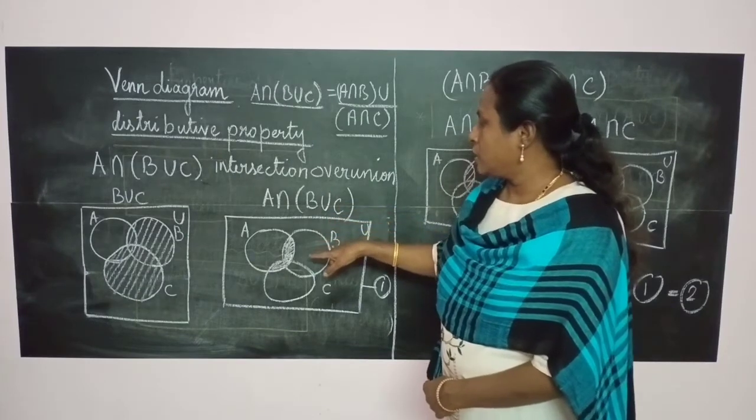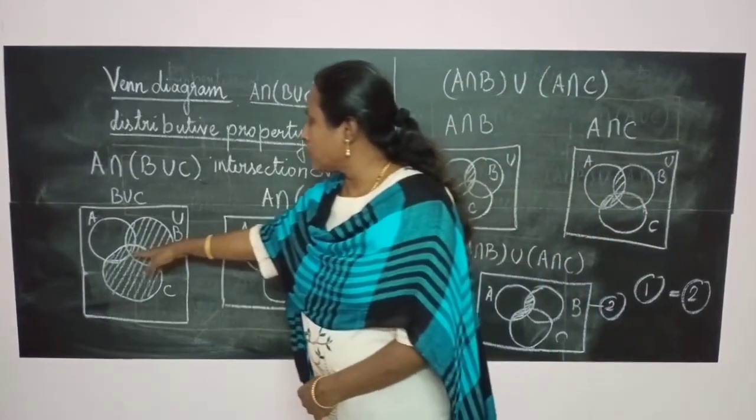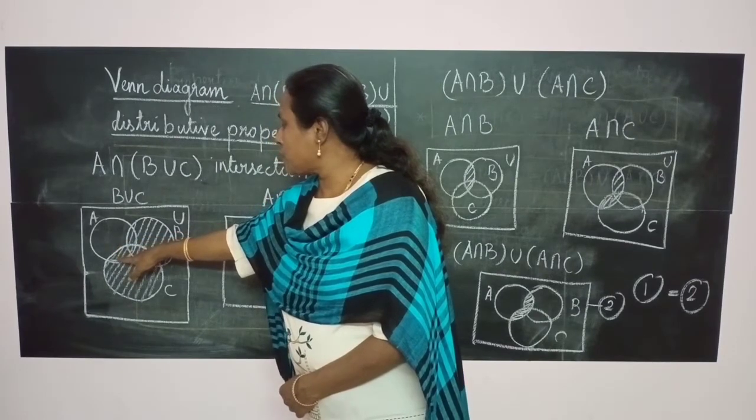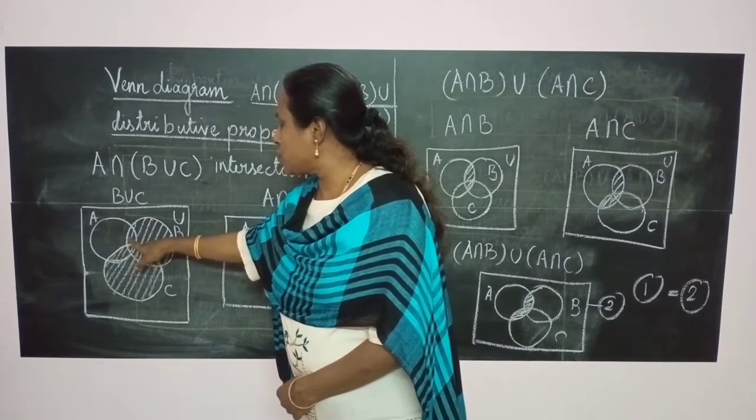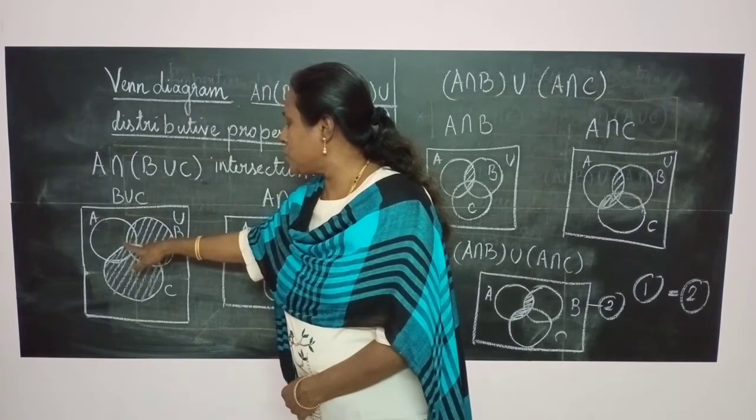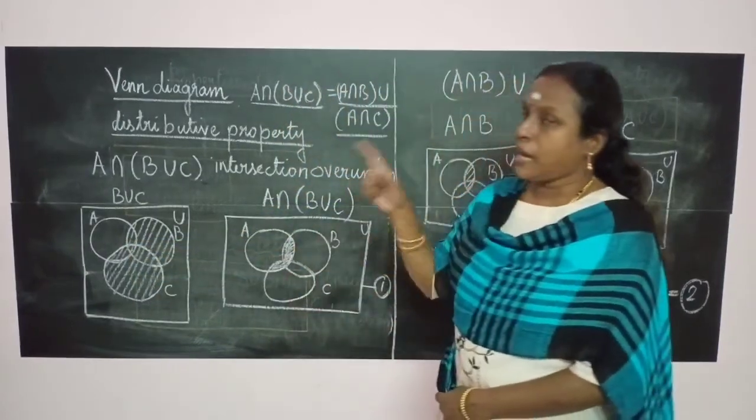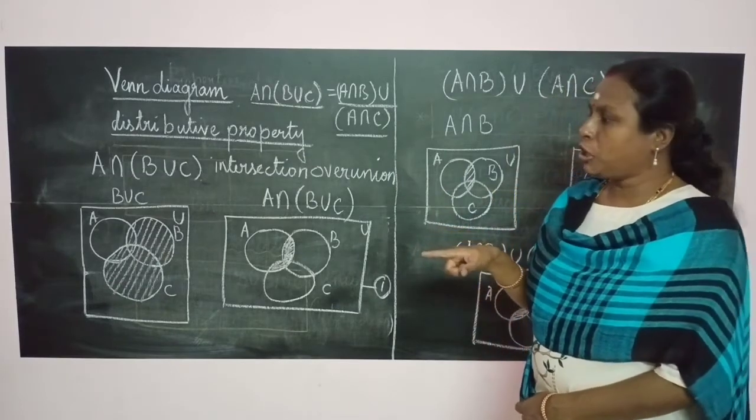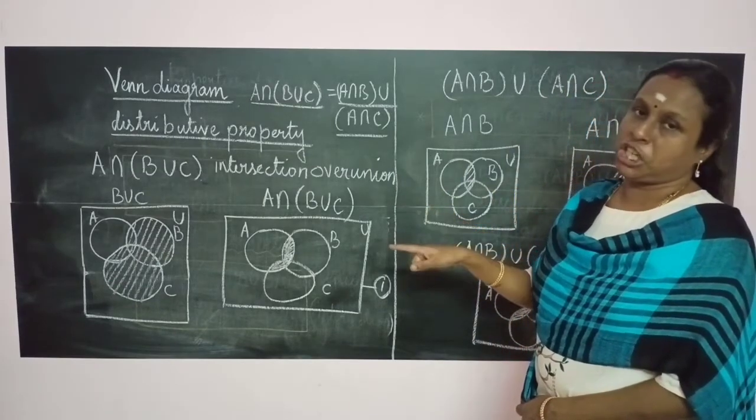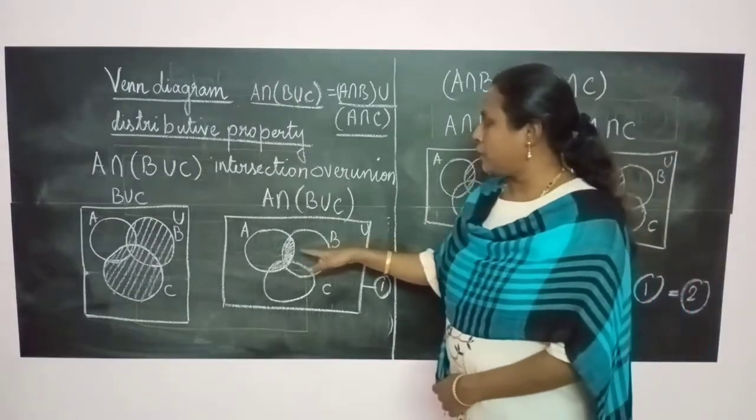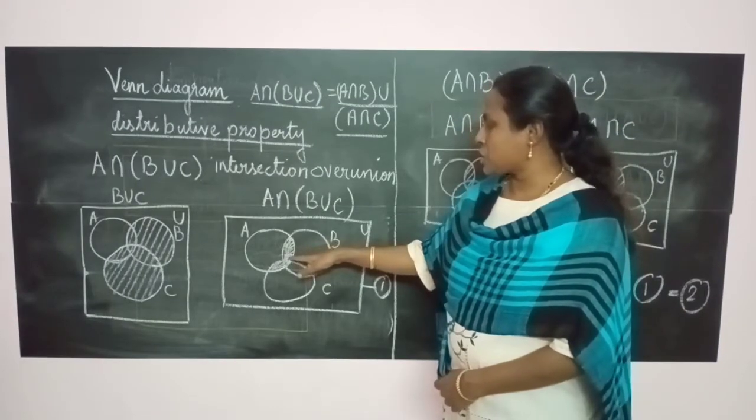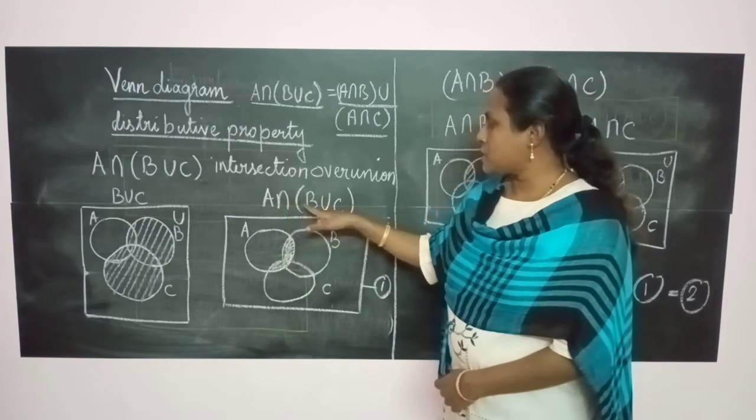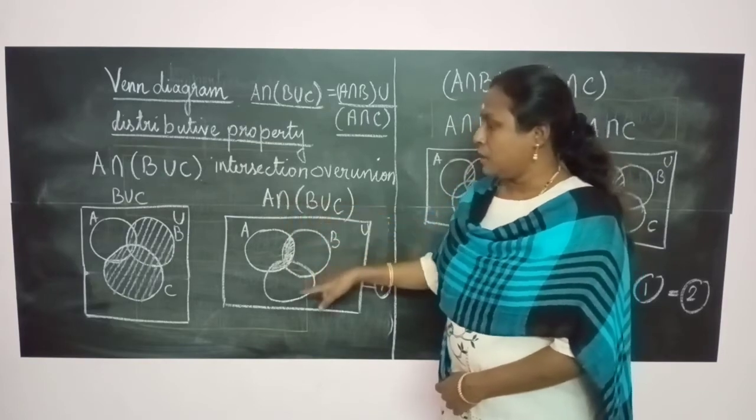For this, we take the portion common in the A region. What is the portion common? This portion and this portion are common in the A region. If you look at the A set alone, you will be able to identify which part is shaded. That part alone will come under the intersection, so this portion alone will come under A intersection (B union C).